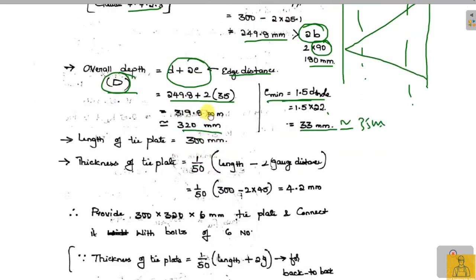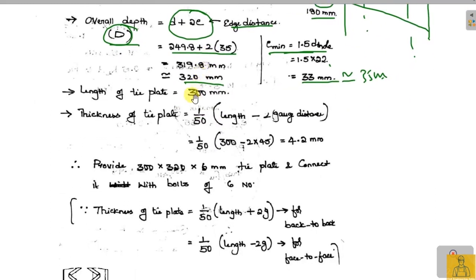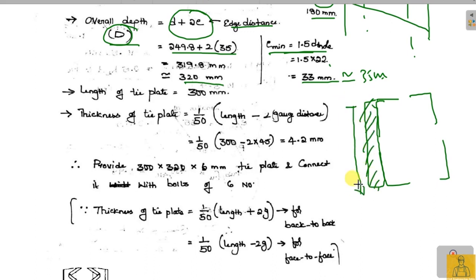Now, what is the length of the plate? 300. Okay, see, this is the angle section, isn't it? These are the angle sections. So where do we put the tie plate? From here, the tie plate is placed up to here. This is the cross section, this is the top view. Okay, this is the S. S is equal to 300 for us. So that is what we have to put.